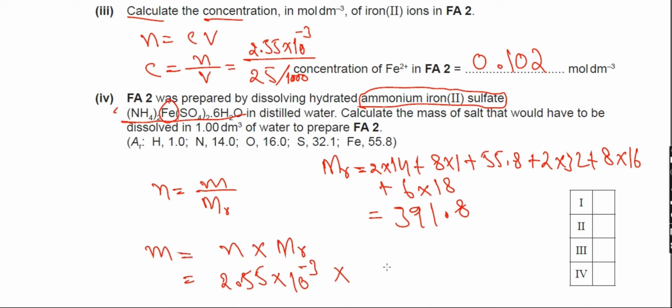So now moles multiplied by the molar mass, which is 391.8. I'm going to multiply it by 2.55 times 10 raised to the power minus 3. So the final answer which I got is 0.99, okay, which we can say is approximately 1 gram. Remember that this is based on my calculation and my readings, so it may differ according to your values.